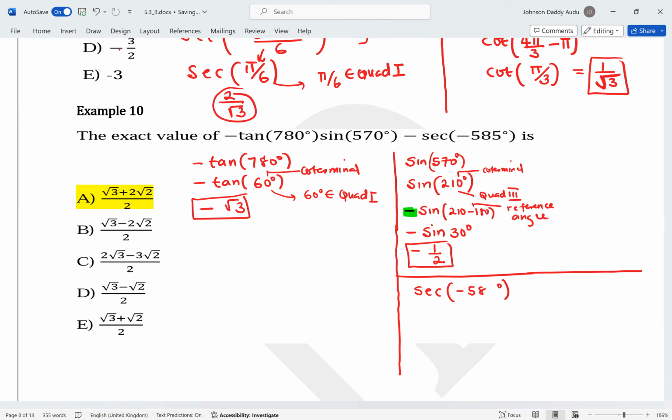Now, what is this one? This also, we can find the coterminal, or we can use the fact that sec is even. Cosine is even, sec is even. So if you like, you can just say this is sec of 585. You just discard the minus. But you can only do this because sec and cosine are even functions.